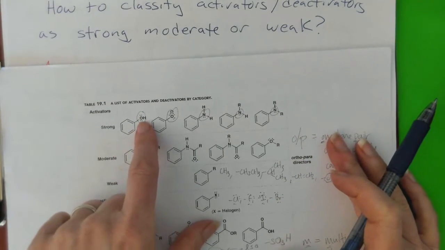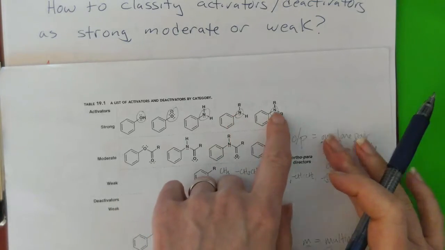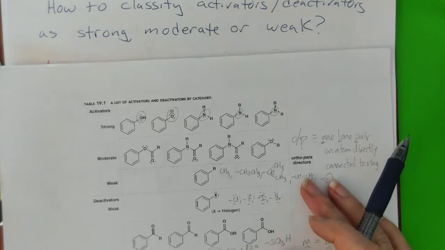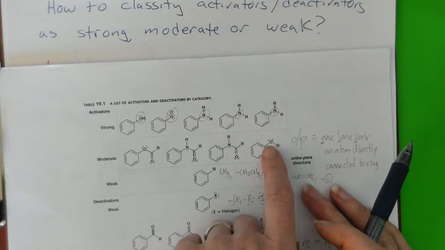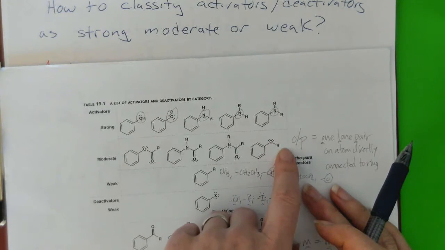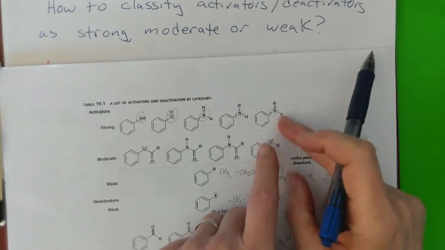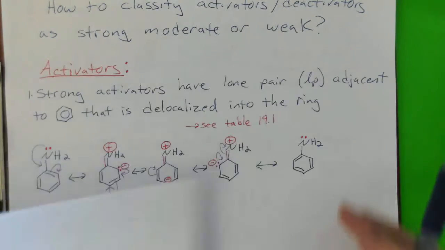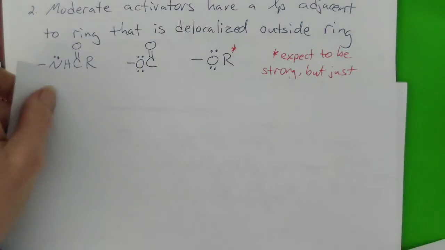So notice here you've got a lone pair, a lone pair, a lone pair, and for all of these you can delocalize them into the ring. Okay, and I'm just going to point out, since I'm showing this here, when you have an OR group, you expect it to be strong based on what I just told you, but it turns out it's moderate, so that's kind of a weirdo. All right, let's take a look next at the moderate activators.